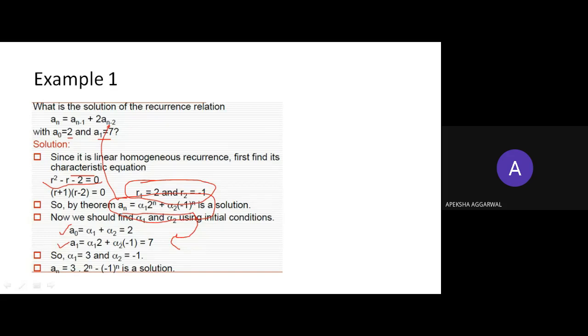As soon as you put in two values, you get two equations. For solving equations with two variables, you just need two equations, right? So you solve for alpha 1 and alpha 2, and you get alpha 1 equal to 3 and alpha 2 equal to 1. Clear? Now the final equation: you put alpha 1 here and alpha 2 here, so it is 3 into 2 to the power n minus 1 into minus 1 to the power n. Is this problem clear to everyone?